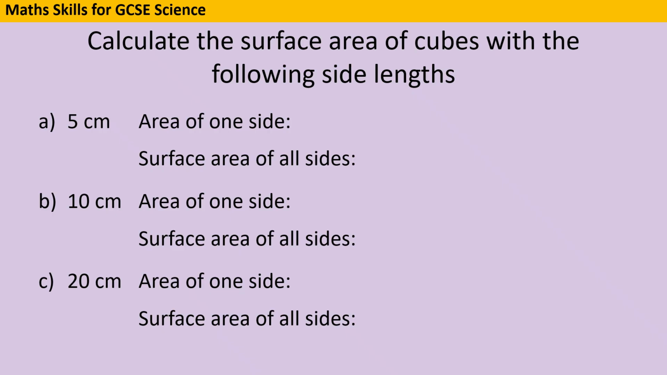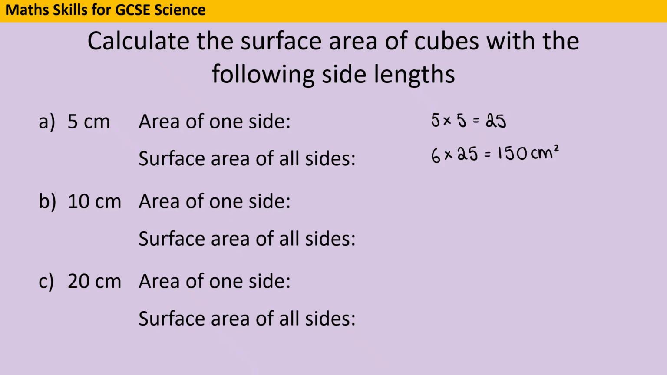Hopefully that made sense, but to be sure that it did, pause the video and work out the surface area of these 3 cubes. If a cube has a side length of 5 centimetres, then one side is going to have an area of 25 centimetres squared. And therefore 6 sides of that cube is going to have a total surface area of 150 centimetres squared.